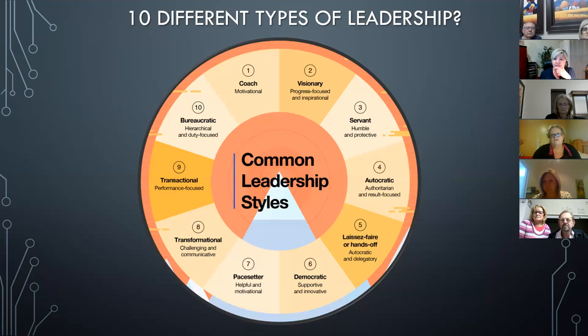So when I looked at these 10 styles, I thought to myself, you know what? It's actually not about you just being that one. It's about you being flexible to the people around you that need to be led in different ways. And for me, it was such a different way of looking at this.